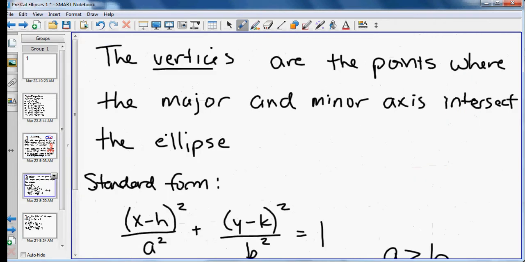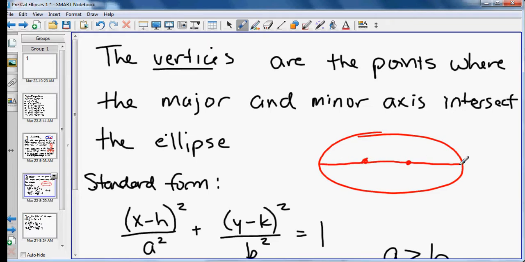Okay, the vertices are the points where the major and the minor axis intersect with the ellipse. Okay, so just to make sure visually we're good. There's an ellipse with its foci. Here's the major axis, so the vertices are there and there. Here's the minor axis, its vertices are there and there. So we have four vertices, two for the major axis, two for the minor axis.